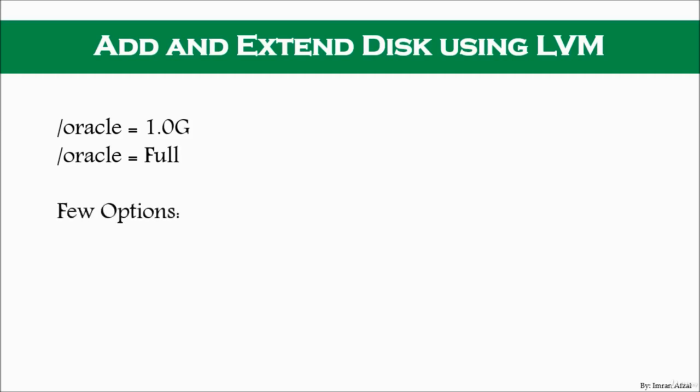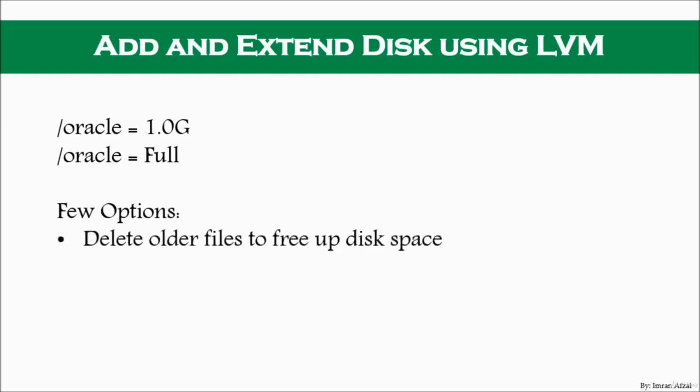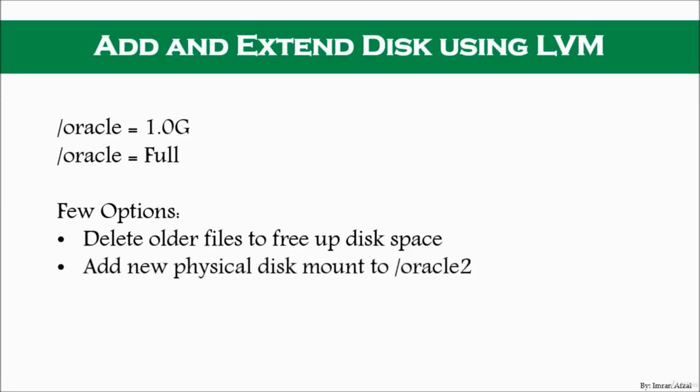Well, we could look at a few options. Number one would be to delete some of the older files to free up disk space, right? That's the basic thing. If you have a room that is fully cluttered and you don't have room to walk around, what do you do? You take out the older stuff and throw it away, right? I hope so. Okay, the other option that we have is to add a new physical disk and mount it to slash Oracle 2.